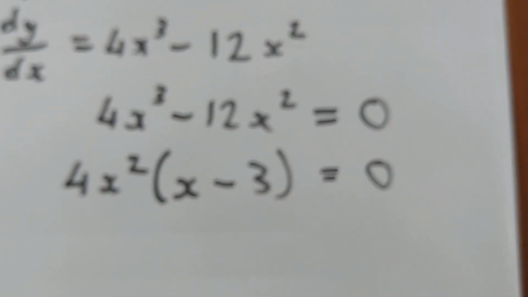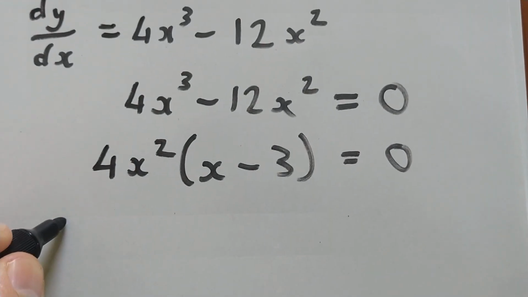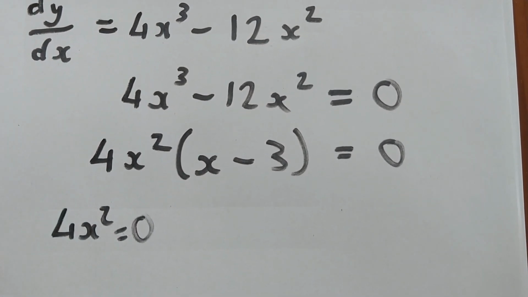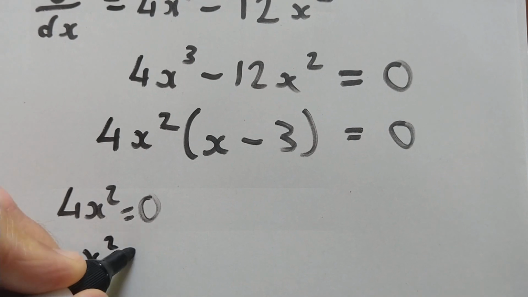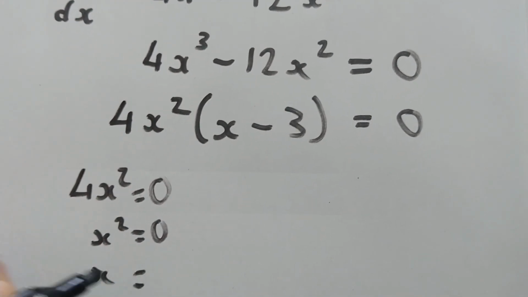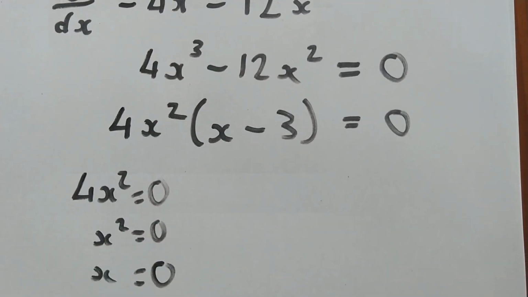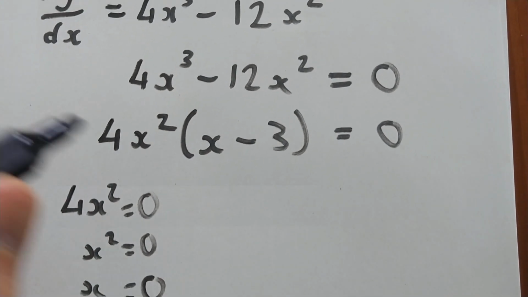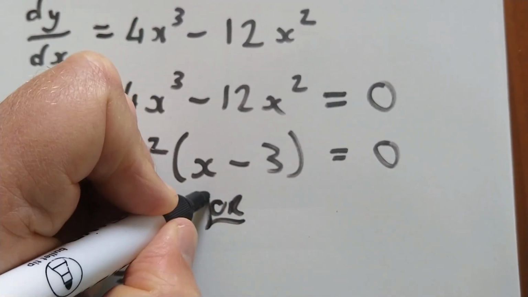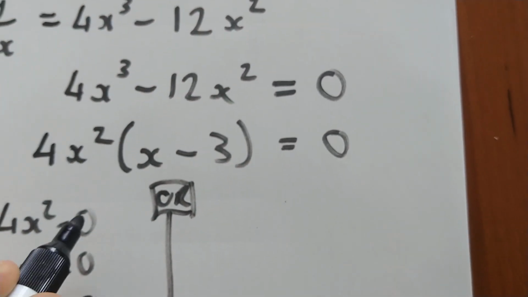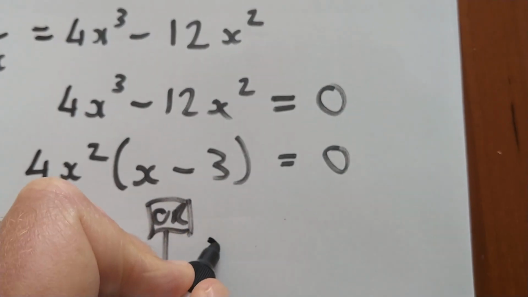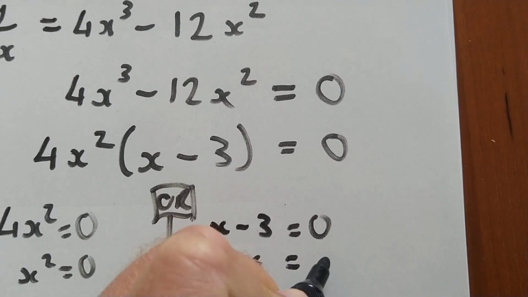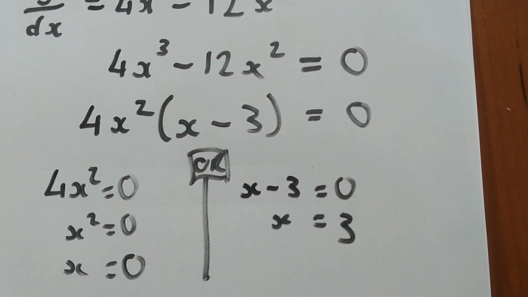Two terms multiplied to be 0, so one of them must be 0. Either 4x squared equals 0, which is x squared equals 0, x must be 0, and 0 is not plus or minus, so I don't need to worry about the two different kinds of square roots. Or my second term is 0, my x minus 3. So x must be 3.